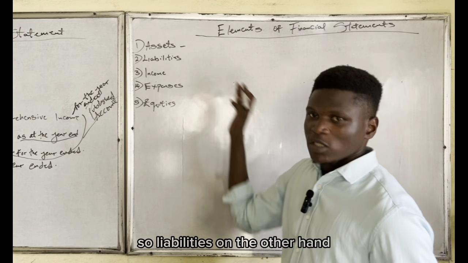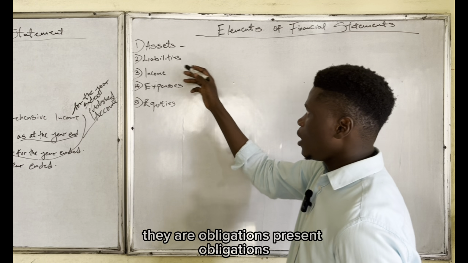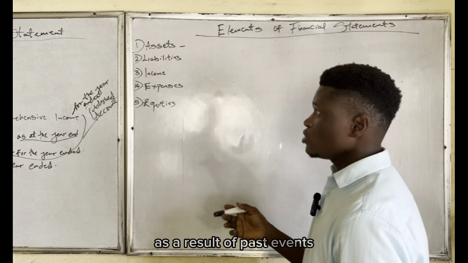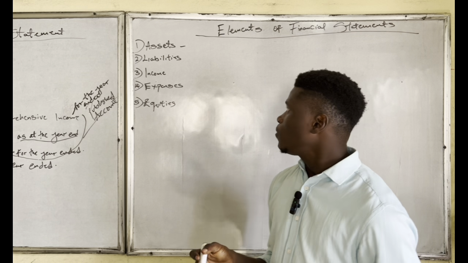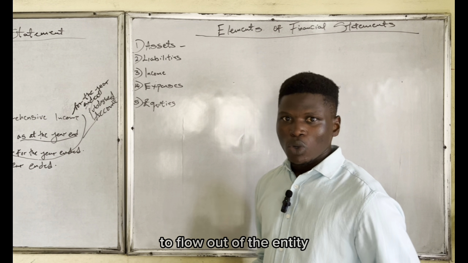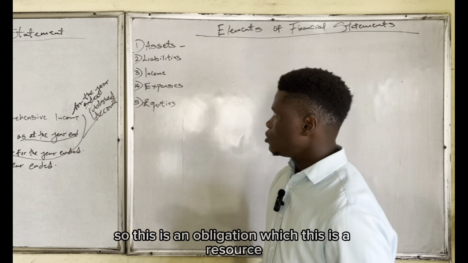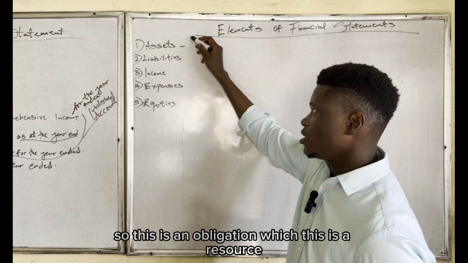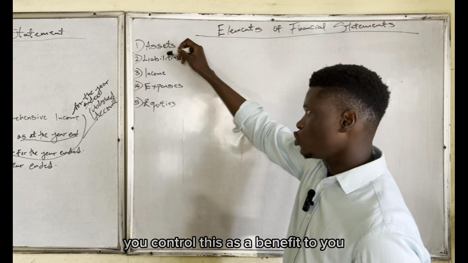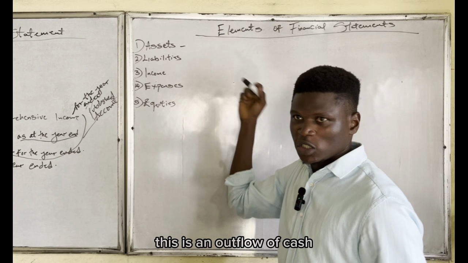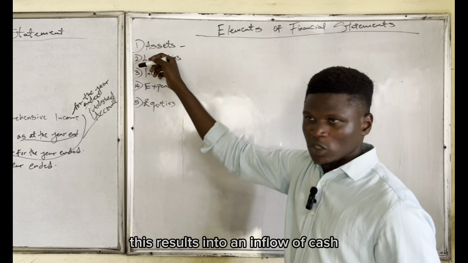So liabilities, on the other hand, they are obligations, present obligations, as a result of past events through which future economic benefits are expected to flow out of the entity. So this is an obligation, while this is a resource. You control this as a benefit to you. This is an outflow of cash. This results into an inflow of cash.